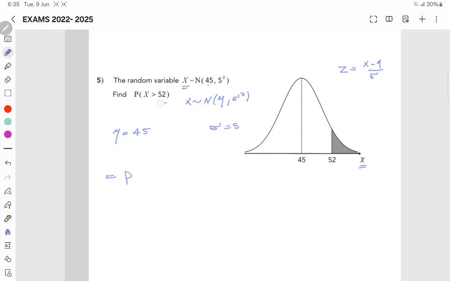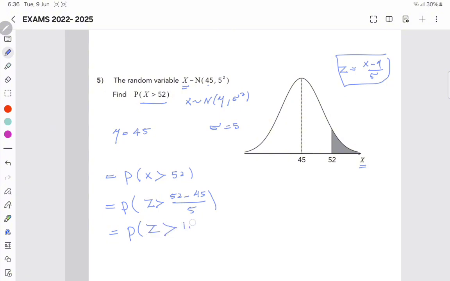It's the probability that x is greater than, meaning on the right, and it's shaded here, 52. First of all, we change that x to z using that formula. The value of z here will be 52 minus the mean, which is 45, divided by sigma, which is 5. So evaluate that: probability of z greater than 1.4.